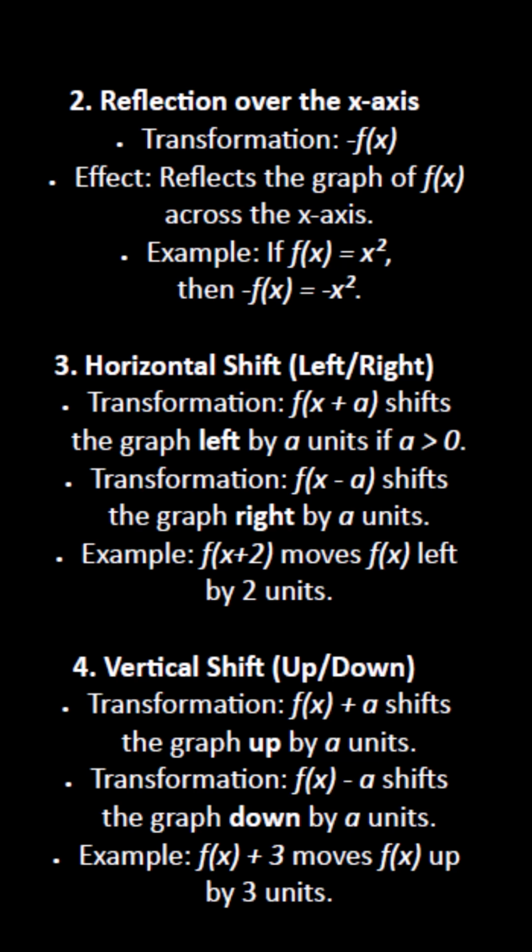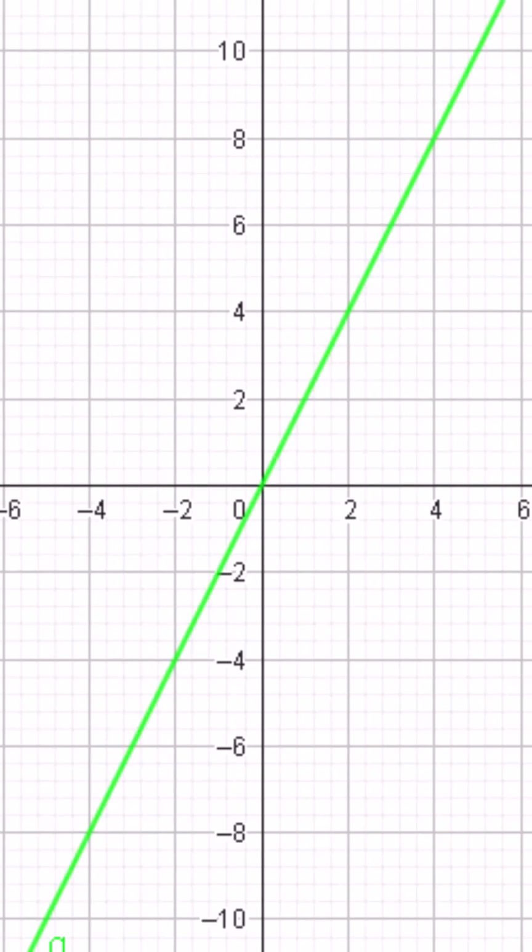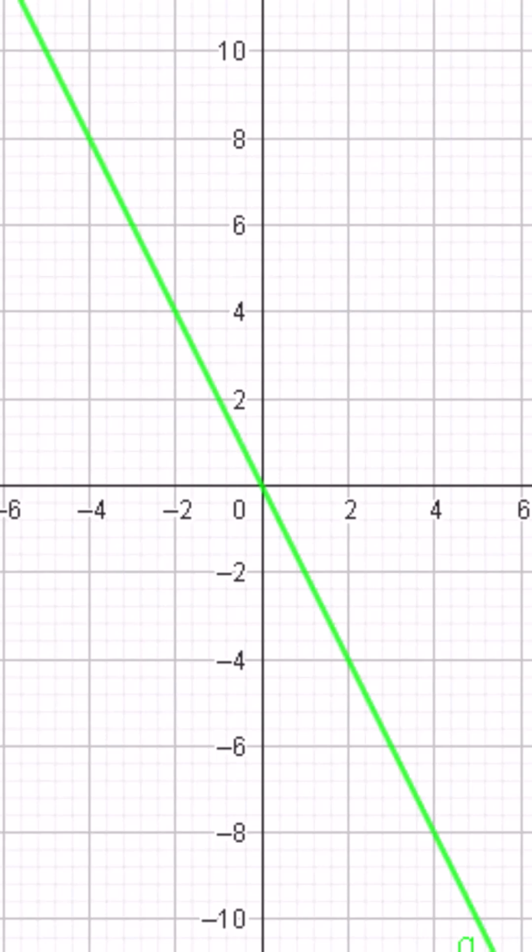Exactly. So each point (x, y) on the original function now corresponds to (x, negative y) on the transformed one. It's a vertical flip mirroring across that x-axis. Okay, so we've talked about reflecting. Yeah. Now let's move to shifting. What happens when we start adding or subtracting values, either inside or outside the function?